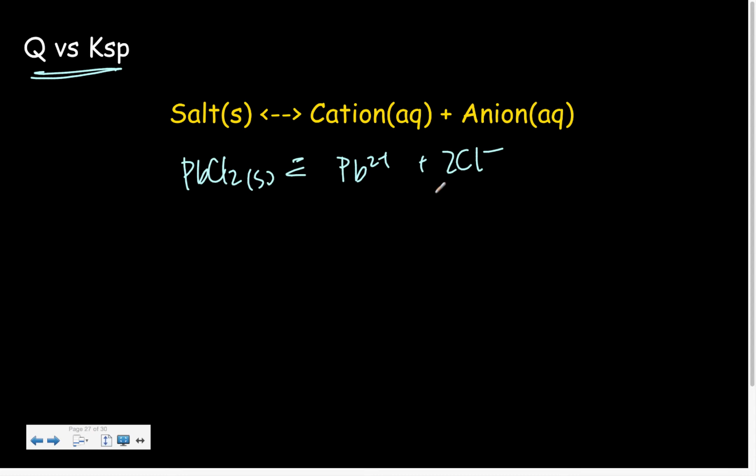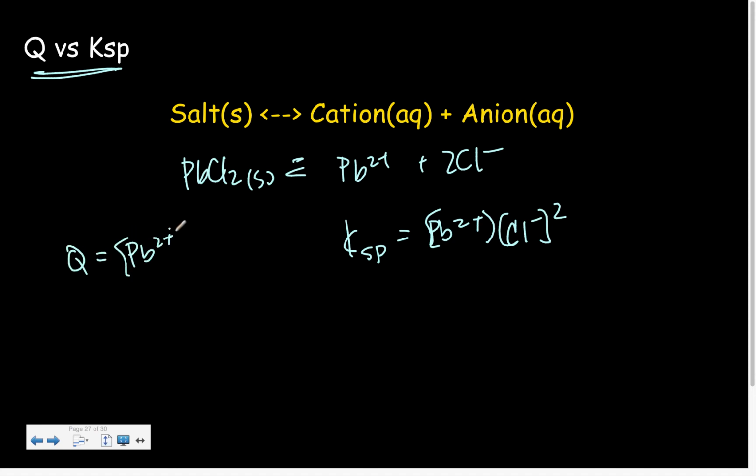So here we have this, right? That means my K is going to say Pb2+ and Cl- squared. My Q is also going to say Pb2+ and Cl- squared, the only difference being that these don't have to be equilibrium concentrations. These can be the concentrations at any given point in time, and when I compare that to my K value, I can decide if the reaction is going to move forward or backwards.